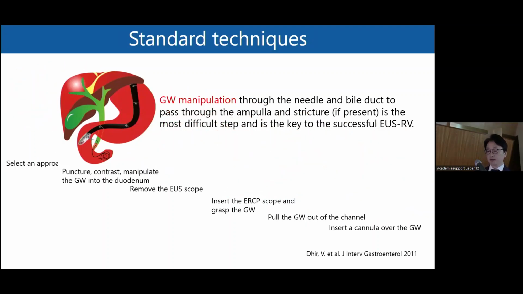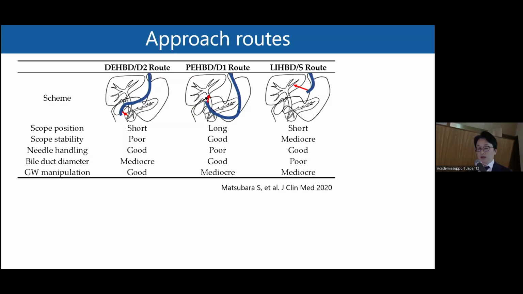In these steps, guide wire manipulation through the needle and bile duct to pass through the ampulla and stricture is the most difficult step and is the key to a successful rendezvous. There are three major approach routes, including the distal extrahepatic bile duct from the D2 route. Its scope position is short and scope stability is poor because it is unstable. But guide wire manipulation is very good.